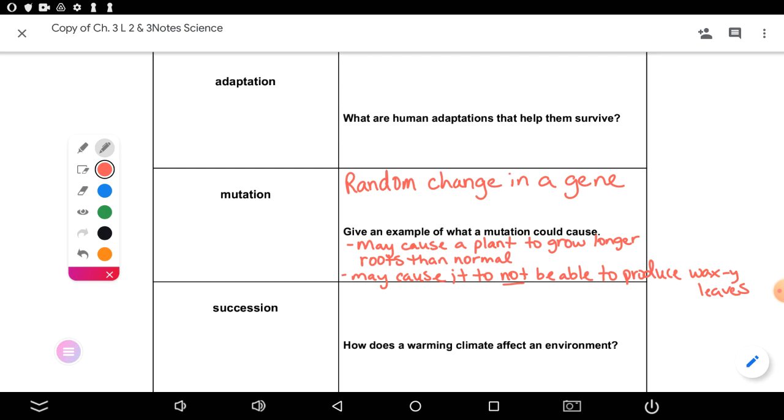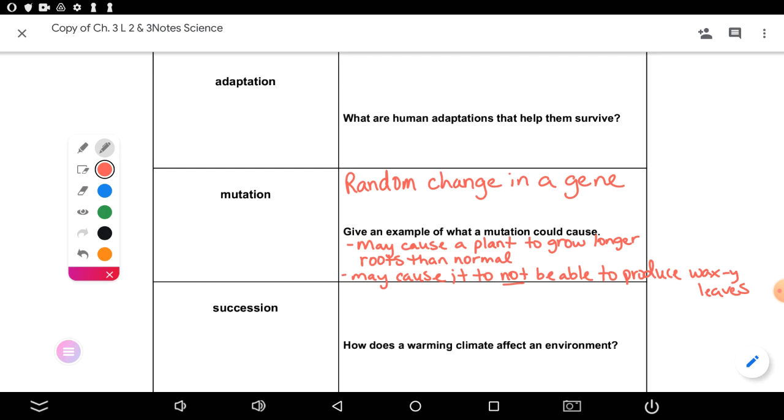Aiden? Like it might need more nutrients. Okay, you think longer roots means it needs more nutrients? Or if the nutrients are up close to the soil, let's say we're in a desert, is there much water way down deep? Nope, so then it wouldn't have enough water and it might die.